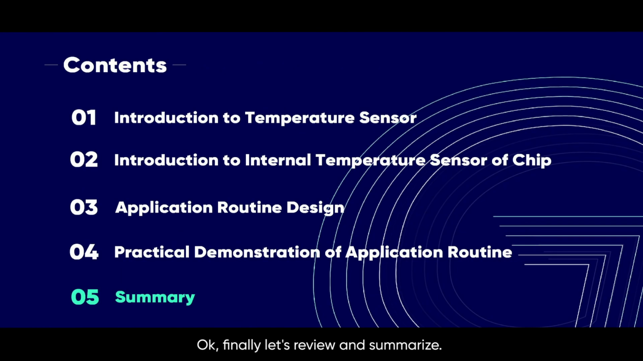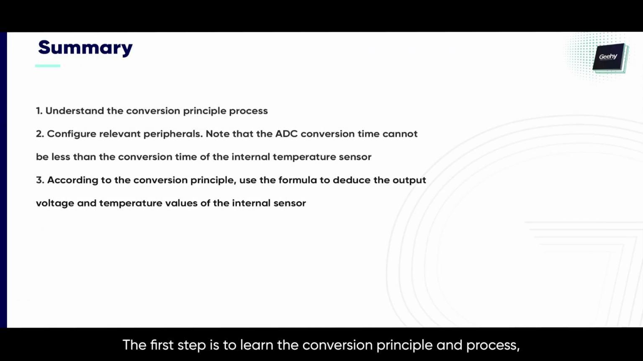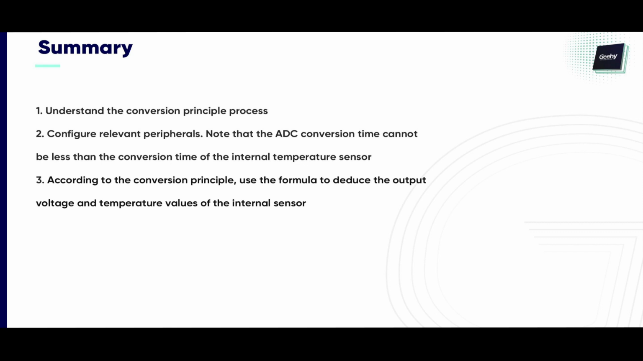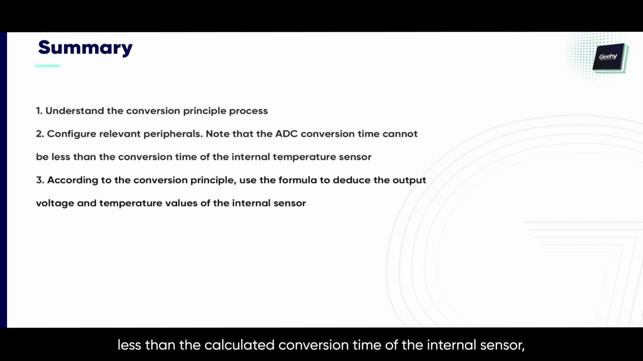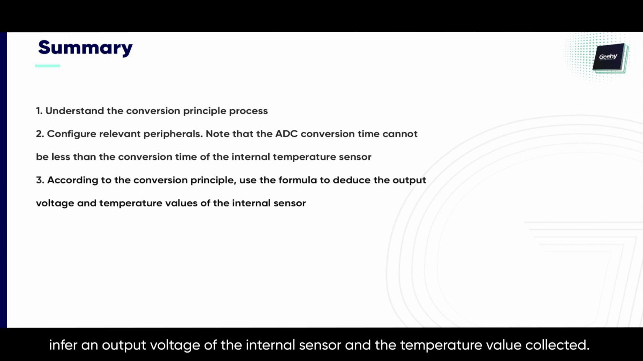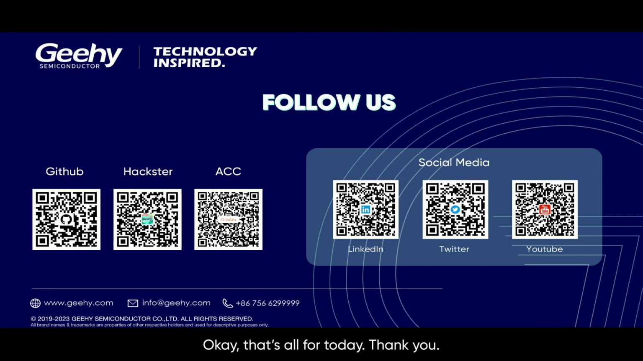Okay, finally let's review and summarize. The first step is to learn the conversion principle and process, to make it easy for us to write logical code in the future. The second step is to configure relevant peripherals. We should focus on the collection of ADC, namely its sampling time. The sampling time of ADC cannot be less than the calculated conversion time of the internal sensor, namely 17.1 microseconds. Then according to the conversion principle and the formula, infer the output voltage of the internal sensor and the temperature value collected.